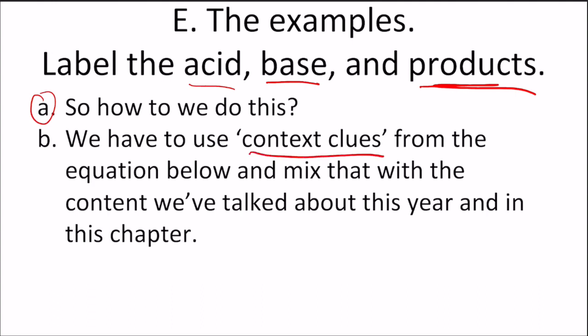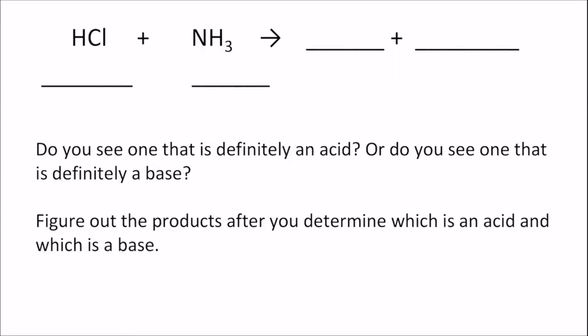We're going to use context clues from the equation, and we're going to mix that with the content we've talked about this year and in this chapter. So you're going to figure out what's the acid and the base from everything we've learned this year, all right? So first up, we take a look at this problem here. The first thing you should ask yourself is, do you see one that is definitely an acid or definitely a base? If you take a look at them, what do you see there?